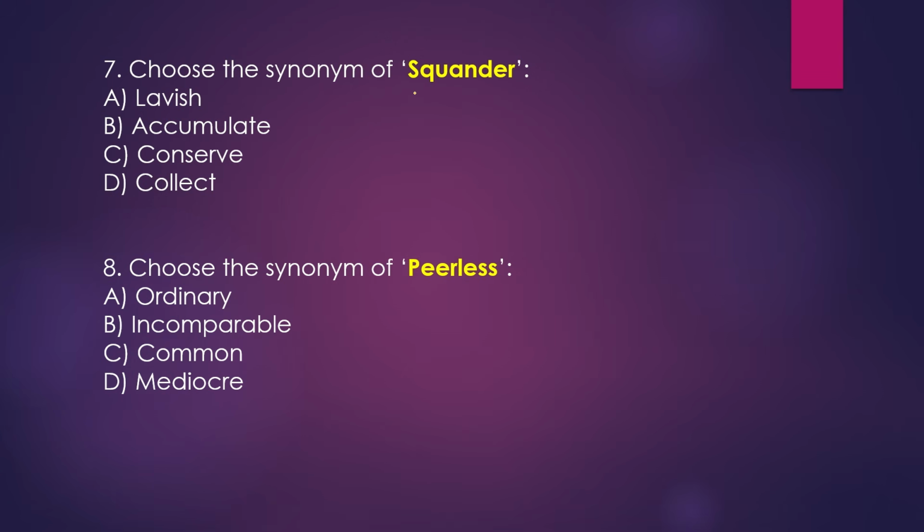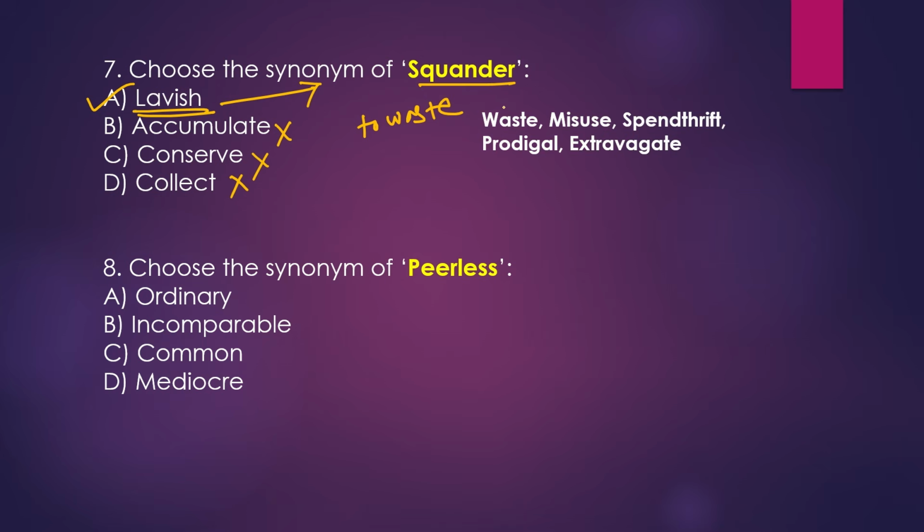Next, so what is the synonym of the word squander? So the word squander means to waste something or resources recklessly. That means to spend freely or excessively. That is called squander. So here only option A, lavish, is the correct answer. So the word lavish is synonymous with the word squander. So the word lavish means to spend freely or excessively. Okay. So now here option B, accumulate, conserve and collect, these all are inappropriate. So look at the extra synonyms. So extra synonyms like waste, misuse, spendthrift, prodigal and extravagant.